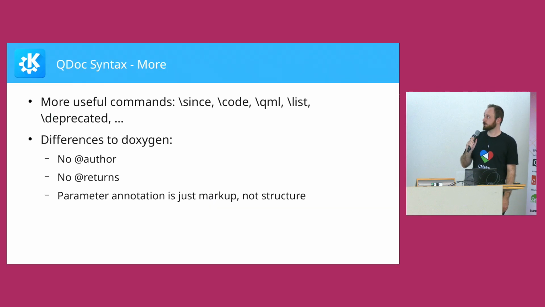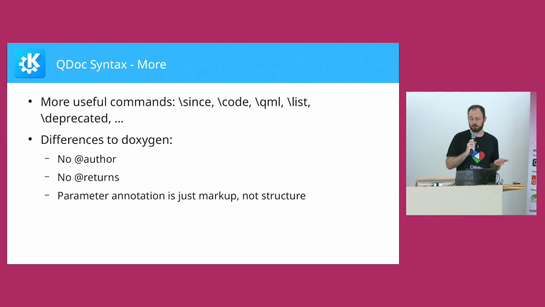Some of the key differences to Doxygen in terms of syntax is we don't have an equivalent to @author, but I don't think that's a huge loss because most of the times that I've seen it, it has been either useless, outdated, or both. There's no @returns. You just write some free-form statement like returns something something. And the way \a works is slightly different to @p in Doxygen because @p was more of a structural thing, whereas \a is more of a markup thing and doesn't have quite the same structural implications that it had in Doxygen.